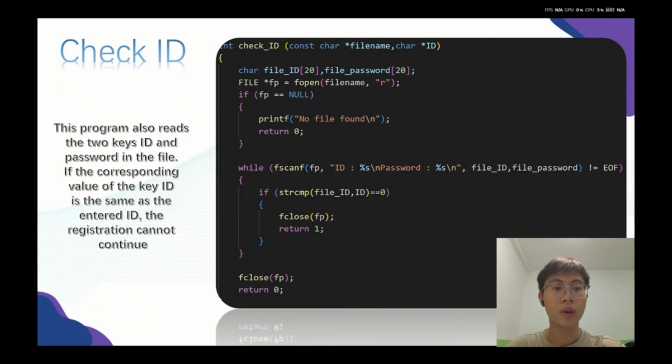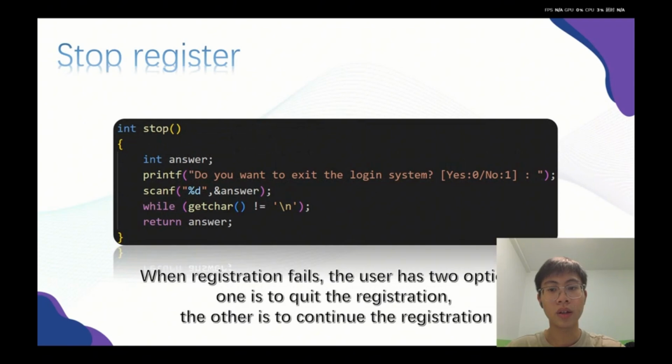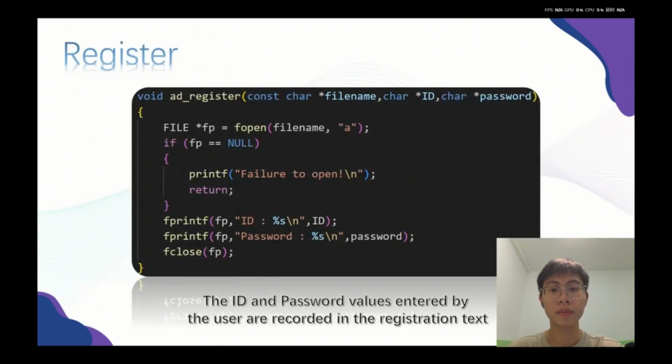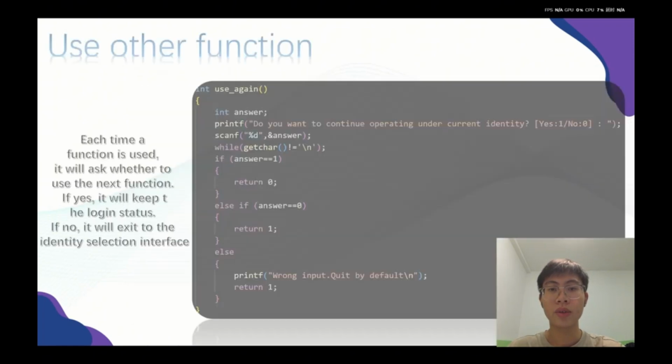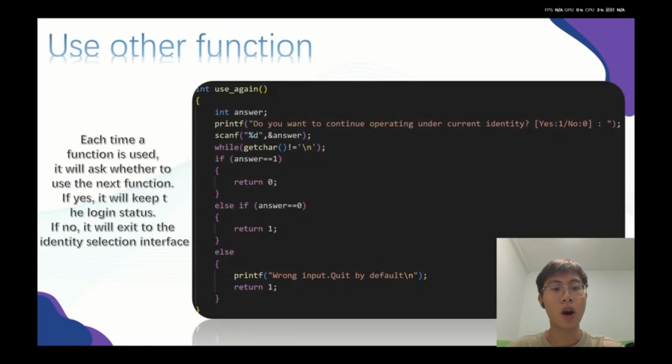Of course, registration failure is not terrible. Our system goes back to the intimate inquiry whether to continue to register. When the registration is successful, the ID and the password are saved as keys and their values in the file for subsequent use. Whenever we finish using a function, our program asks if we want to use the next function. And if we choose yes, we stay logged in, and if we don't, we go back to the original interface.